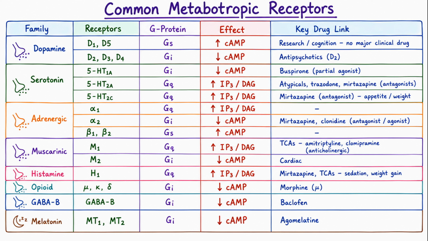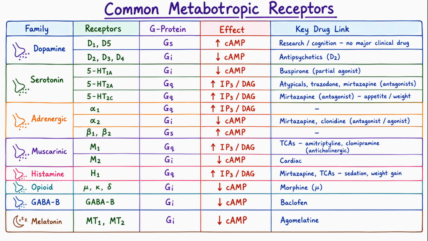Atypical antipsychotics block this, but so do trazodone and mirtazapine, which is largely why they're sedating. 5-HT2C is also Gq, and mirtazapine blocks this one too. That's part of why it increases appetite and weight. Adrenergic, alpha-2 is Gi, and this is mirtazapine's core mechanism, along with clonidine. Beta receptors are Gs. Muscarinic, M1 is Gq, and this is where the tricyclics amitriptyline and clomipramine cause their classic anticholinergic side effects. Histamine, H1 is Gq, and mirtazapine and the tricyclics block this too, driving sedation and weight gain.